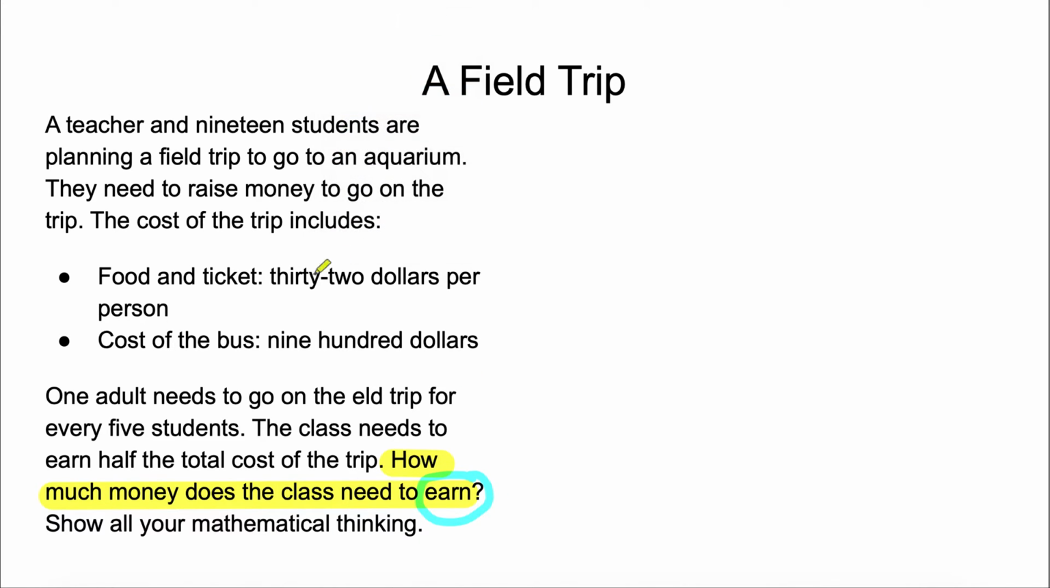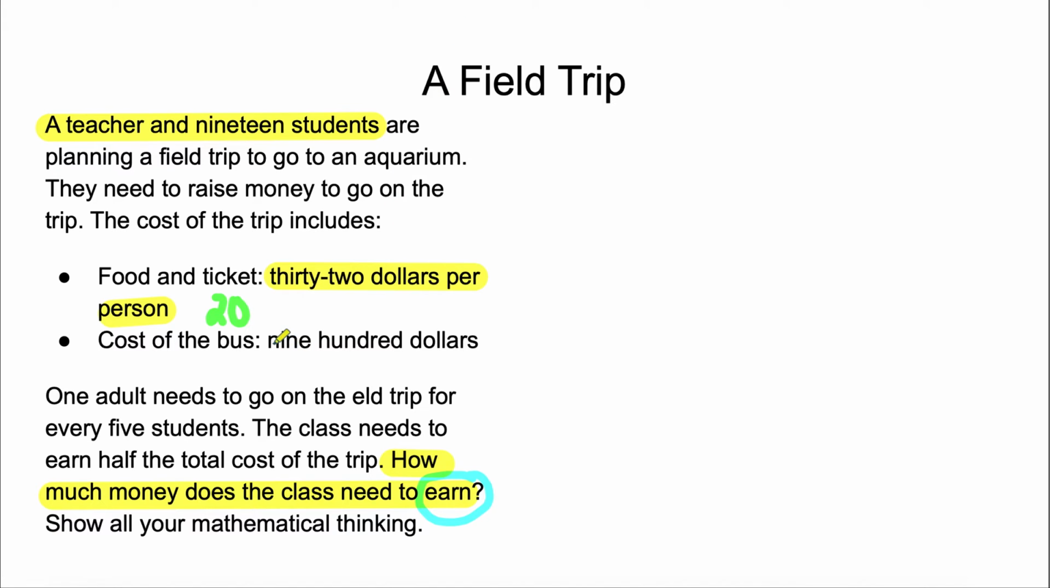So as I go back in and start reading through the problem, I'm going to be thinking about that really important part. Now I'm going to go back in and find out what I know. How am I going to find that answer? A teacher and 19 students. That's probably important because that tells me how many people are going on this field trip. They need to raise money to go on the trip. The cost of the trip includes, so for the food and ticket, it's $32 per person. So far, I know I have 20 people. I have a teacher and 19 students, right? So far, I have 20 people.